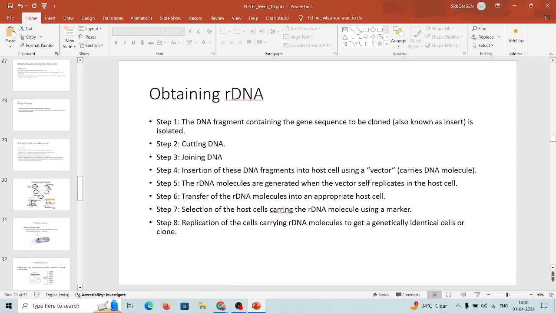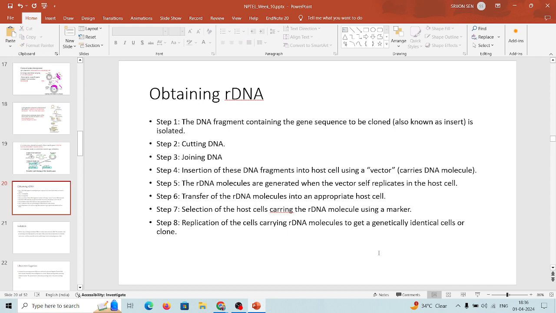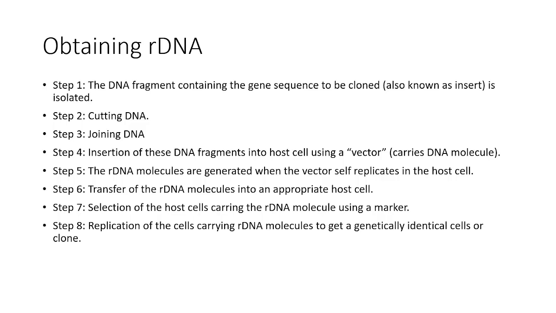Now coming to the protocol of recombinant DNA technology. How are you going to obtain recombinant DNA? The DNA fragment containing the gene sequence to be cloned, which we call the insert, is isolated. Then we cut the DNA using restriction enzymes. Then we join the DNA using DNA ligase, followed by insertion of these DNA fragments into a host cell using a vector that carries the DNA molecule.